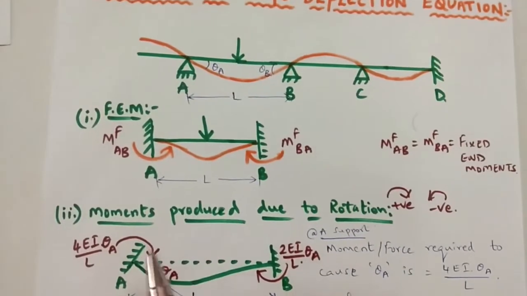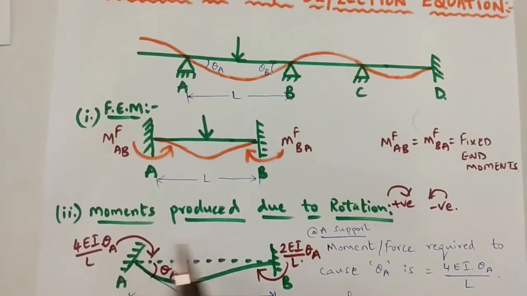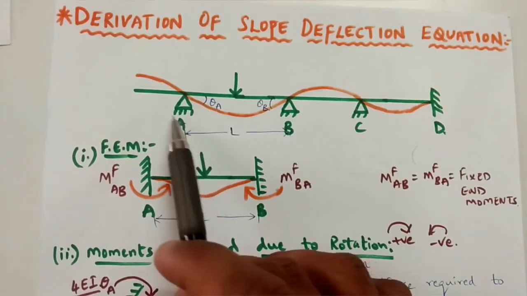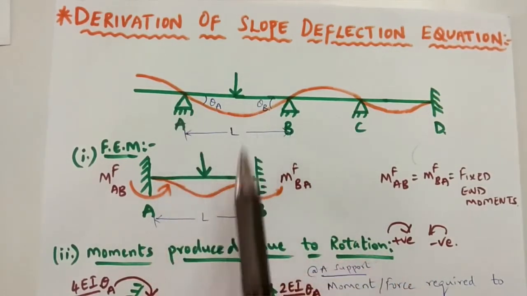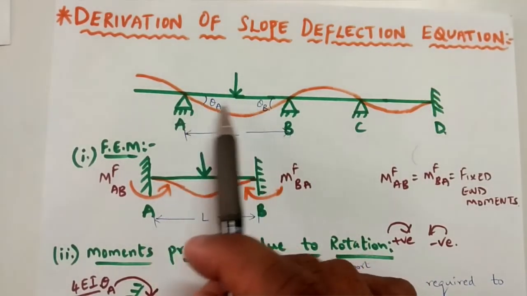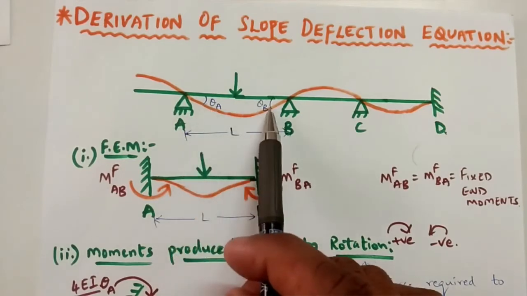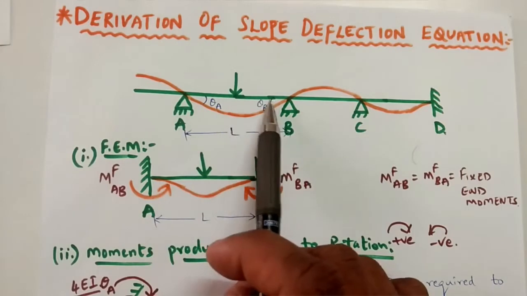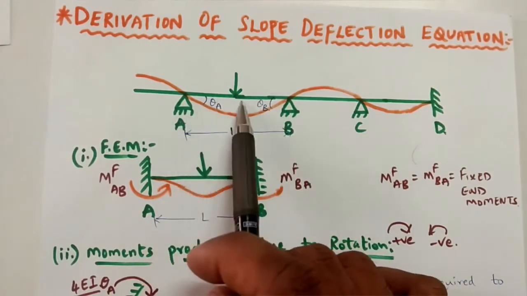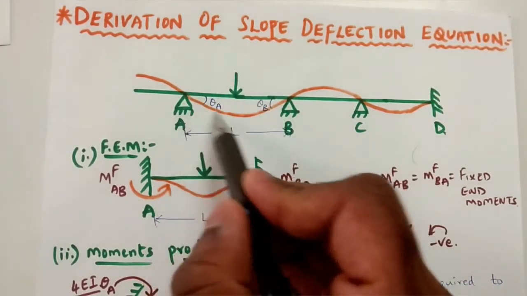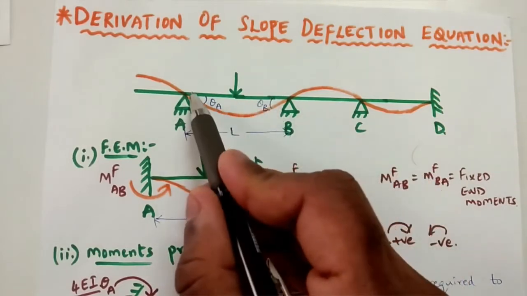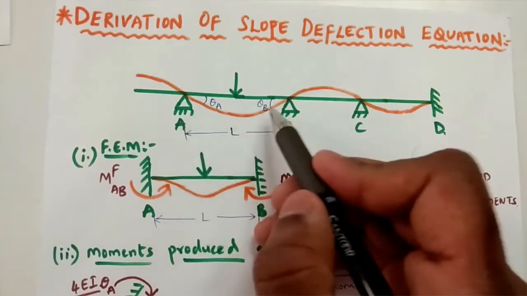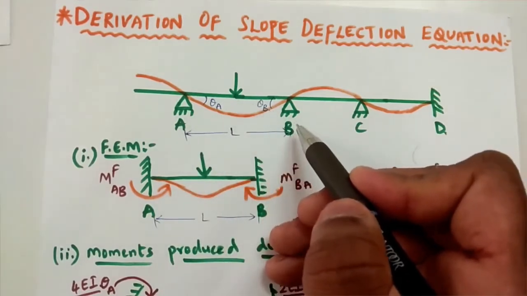Now, moments produced due to the rotation. See, at these intermediate supports there will be certain rotation. There will be certain rotation theta A and theta B. That means a certain moment is developed at the supports, due to which the beam gets rotated. This rotation is making an angle theta A at the support A and theta B at the support B.